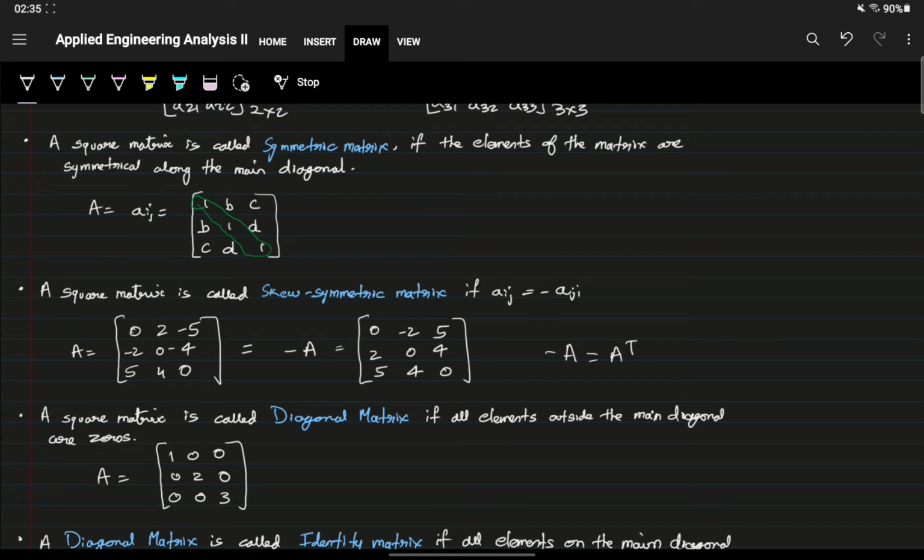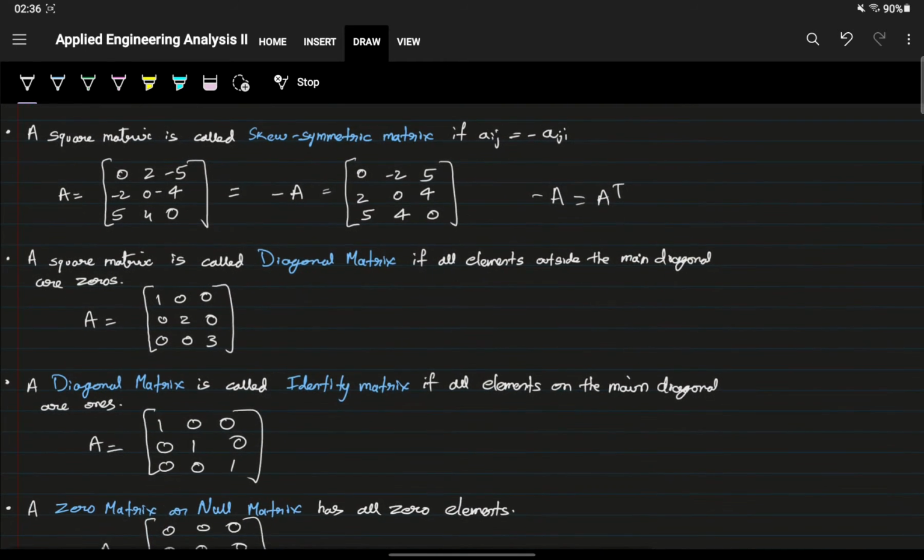Aji. Let us consider the 3 by 3 matrix 0, 2, minus 5; minus 2, 0, minus 4; 5, 4, 0, and its change, the complete opposite. Minus A would be 0, minus 2, 5, and if you observe it closely, this is also equal to A transpose. So a square matrix is called a skew symmetric matrix when the negative of the original matrix is equivalent to the transpose of the matrix.